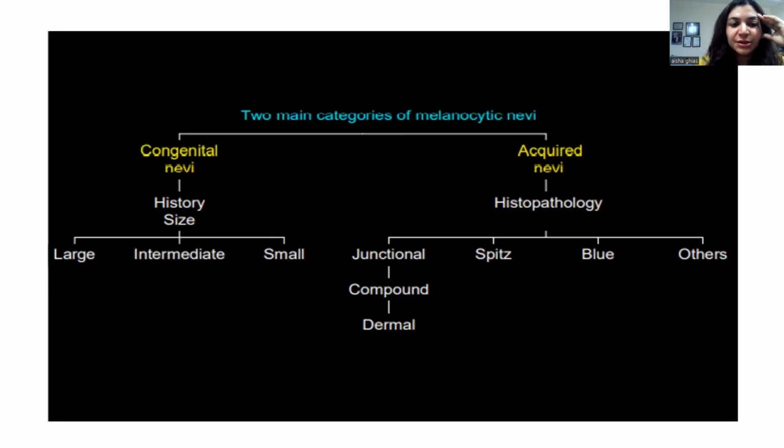Melanocytic nevi, you can classify into two major groups, the congenital ones and then the acquired ones. Congenital ones are further categorized depending upon their size into large, intermediate, and small, and the acquired ones are classified based mainly on the histology into junctional, Spitz nevus, blue nevus, and others. Junctional, compound, and dermal, depending upon the location, and then obviously histologically also into Spitz, blue, or other nevi.